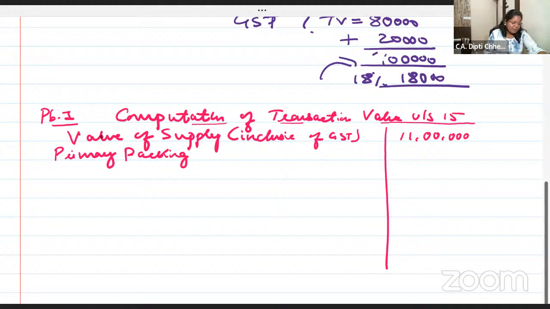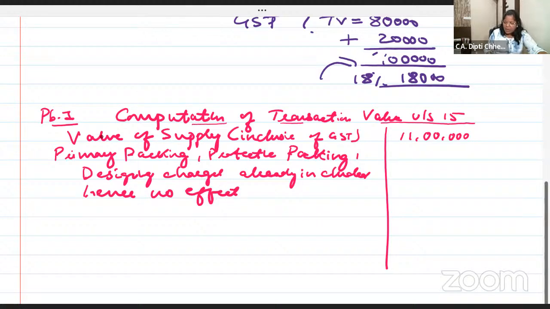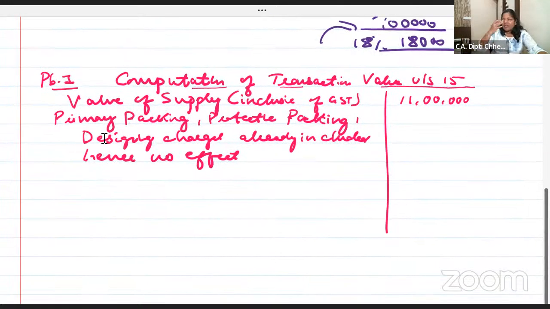Now, if you want, you can write a note or you can write it here only. Primary packing, protective packing, and designing charges. I'm again saying you can write a separate note also. Already included. You know, they have already added it. Hence, no effect. Na to add karna hai, na to less karna. If they were not included, then incidental, packing and designing and weighing, all the charges would be included. Super clear to all of you?